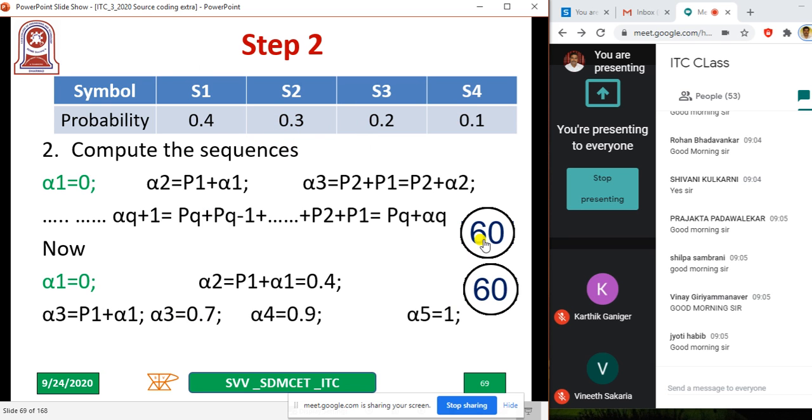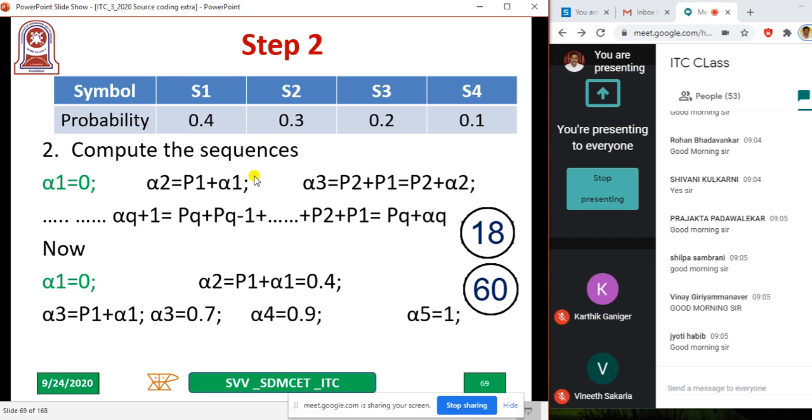That's all. Copy down this. Alphas are very easy to calculate, simply adding, but you should not just say that. First you have to follow the procedure. I think I have written 0.7 directly here by adding P2 also. Actually it should be alpha 3 equals P2 plus P1 plus alpha 1. Simply we are adding the probabilities. 0.4 first, with 0 before it, adding these two gives 0.7, adding all three gives 0.9, adding all four gives 1. These are the alphas I get.